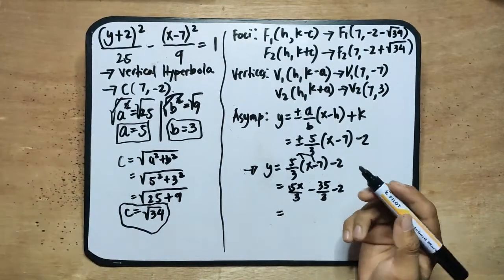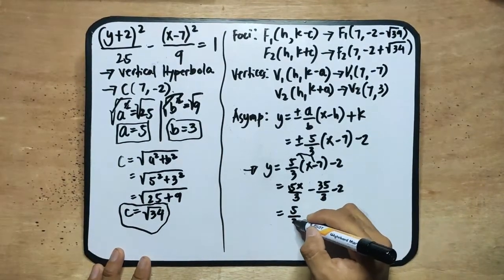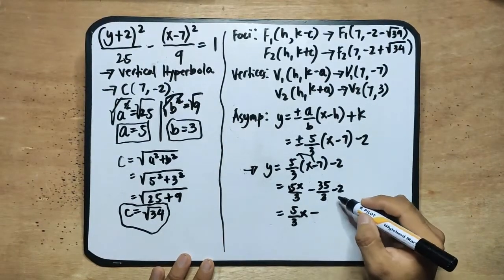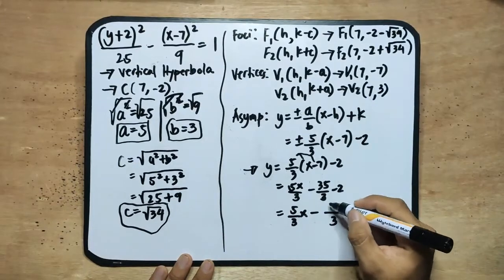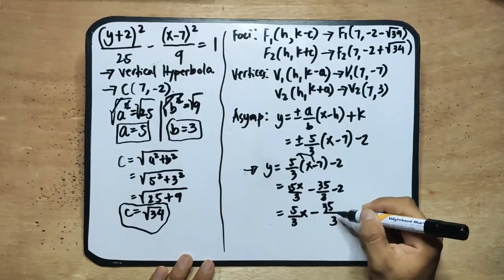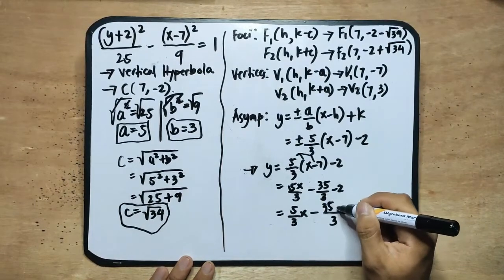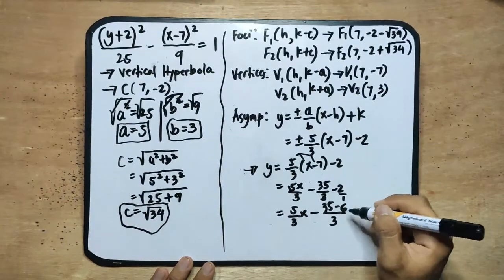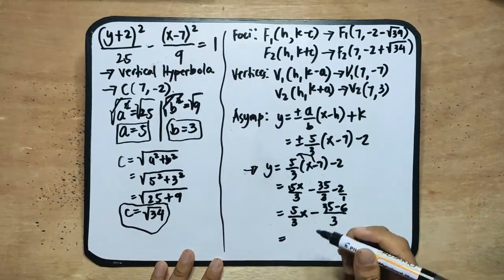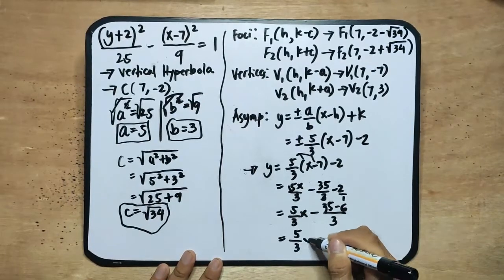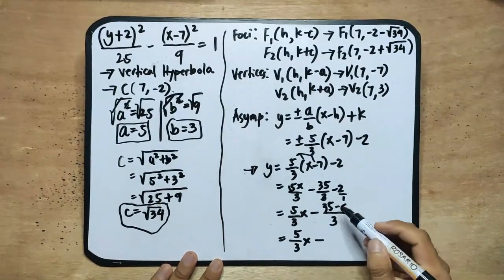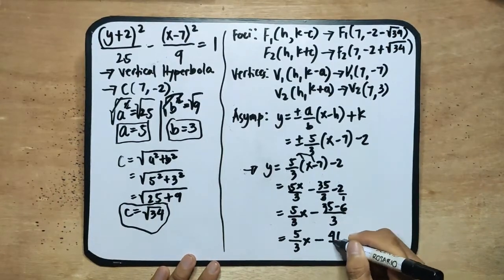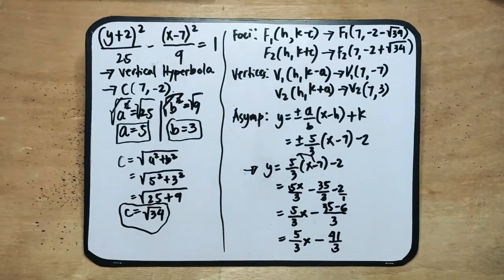So that is 5 all over 3x. So this will be 35 all over 3 minus 2. So that is, the LCD is 3. So 3 divided by 3 is 1. 1 times 35 is 35. 3 divided by 1 is 3. 3 times negative 2 is negative 6. So our first asymptote is 5 all over 3x minus, this will be 35. Negative 35 minus 6 is negative 41 all over 3. That is our first asymptote.